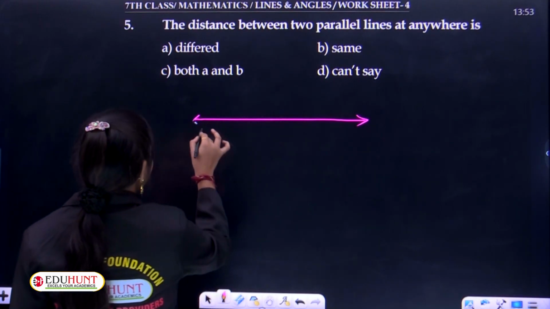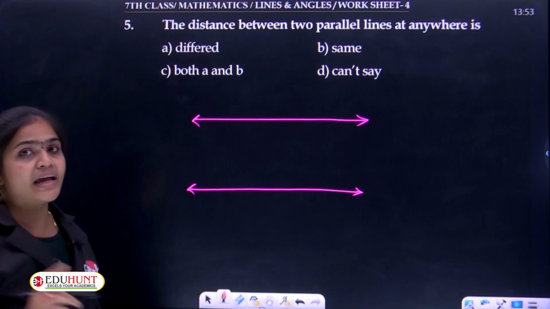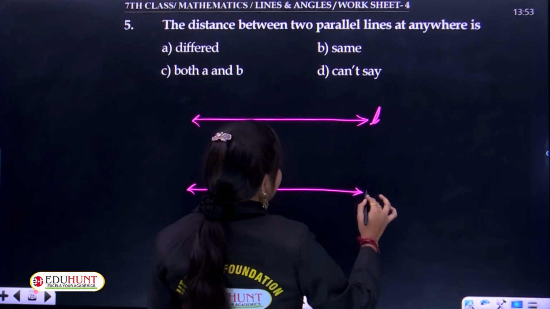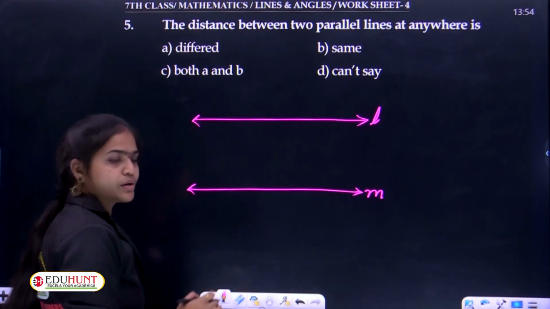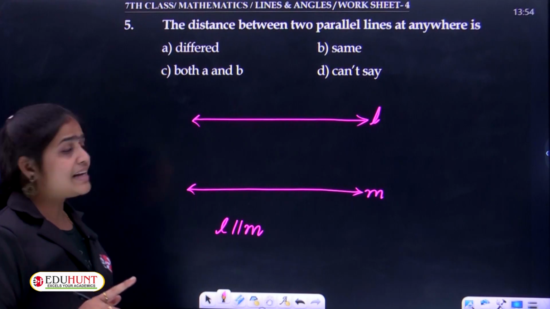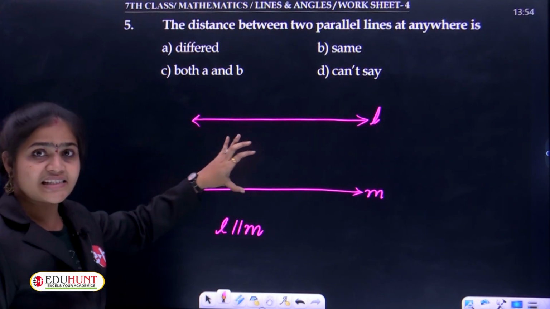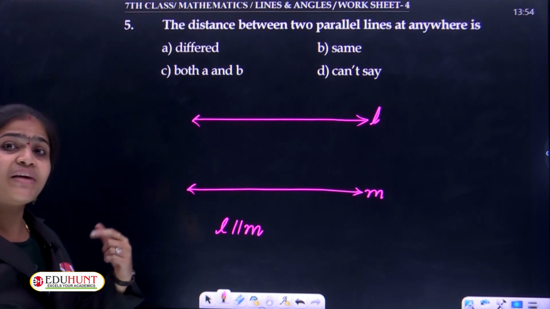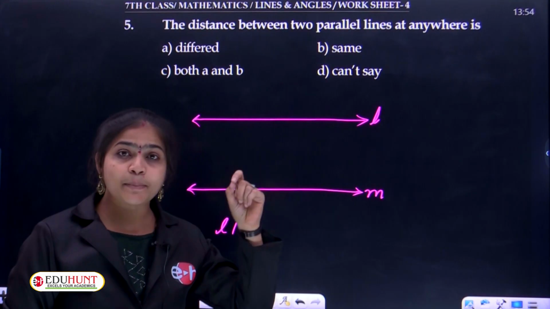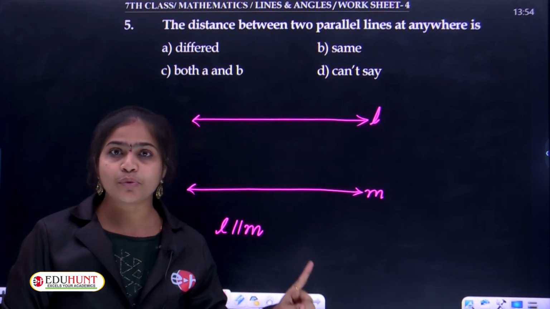Here, this is one of the parallel lines, and this is another line. These two lines are parallel to each other. Let this be L and this be M. Here, L is parallel to M. Now what they are asking is the distance between these two lines. We can say those two are parallel when they never meet at any point. Two straight lines never meet at any point.